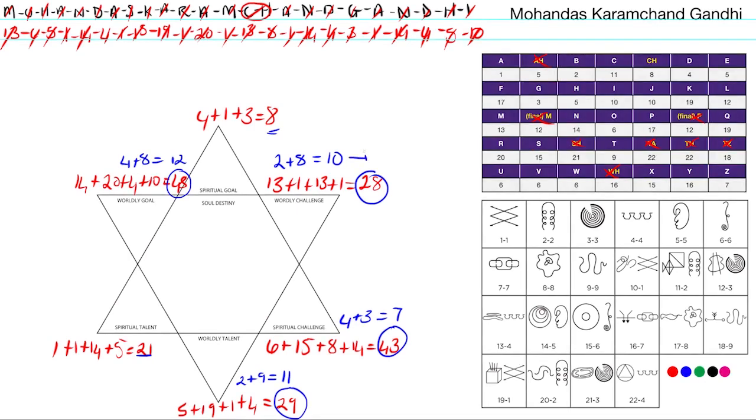So the 10 is 2 digits. We need to distill that down. So it becomes 1 plus 0, which is 1. And so our number combination is going to be 10, 1. And we put that into the worldly challenge.